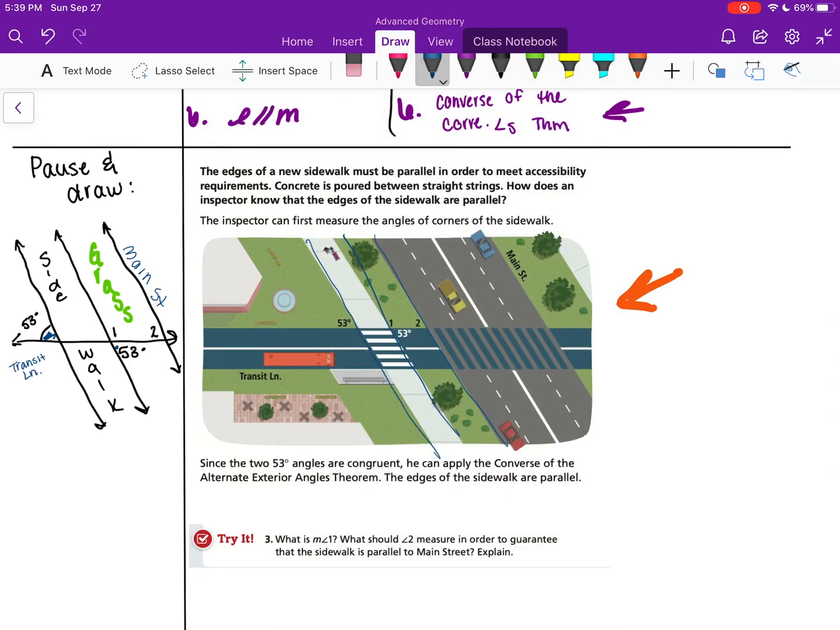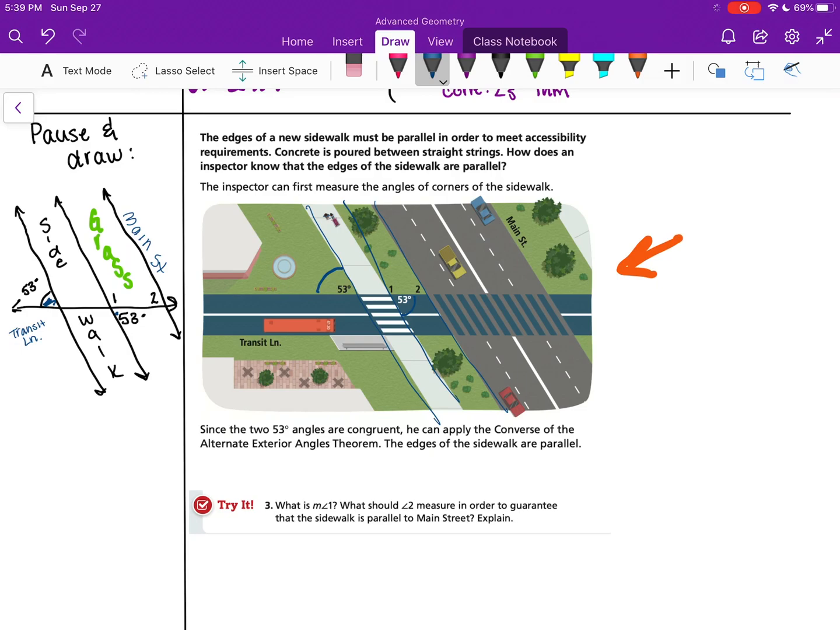It tells us that the edges of a new sidewalk must be parallel in order to meet accessibility requirements. Concrete is poured between straight strings. How does an inspector know that the edges of the sidewalk are parallel? Right now we do not know that they're parallel, and we want to prove that. One way is that the inspector can first measure the angles of the corners of the sidewalk, which is what we have here in our diagram: this is 53 degrees and this is 53 degrees.